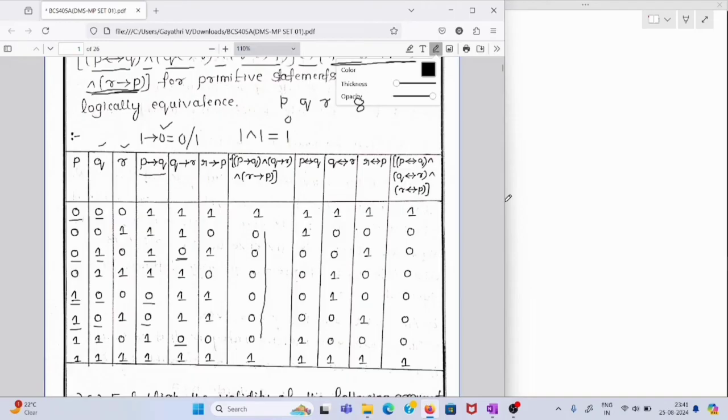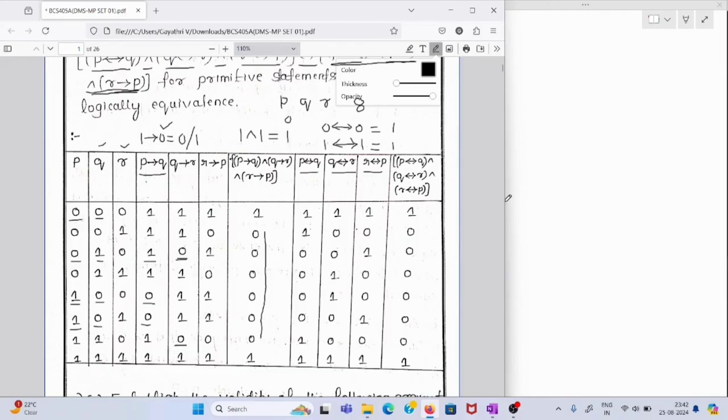Next, for biconditional: only for 0 biconditional 0 and 1 biconditional 1 do we have the truth value 1. Rest all the values will be 0. This you have to remember. So look here, P biconditional Q: 0 biconditional 0 is 1, 0 biconditional 0 is 1, rest all the values are 0, and lastly 1 biconditional 1 is 1. Similarly, we have done it for Q biconditional R and R biconditional P.